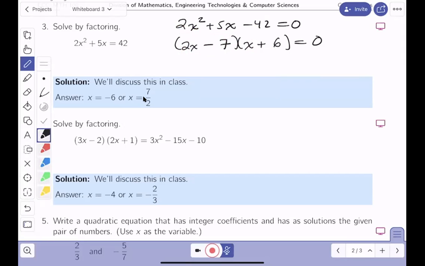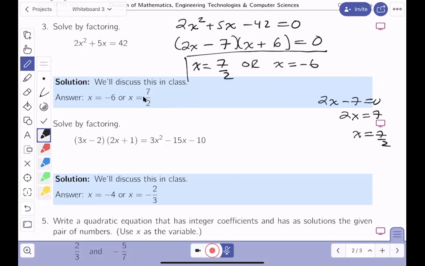Let's put the answers down for you. The second factor, when does that become 0? When x equals minus 6. If you're struggling for the first factor, just write it down. 2x minus 7 equals 0, which means 2x equals 7, or x equals 7 halves. I'll write that down for you.